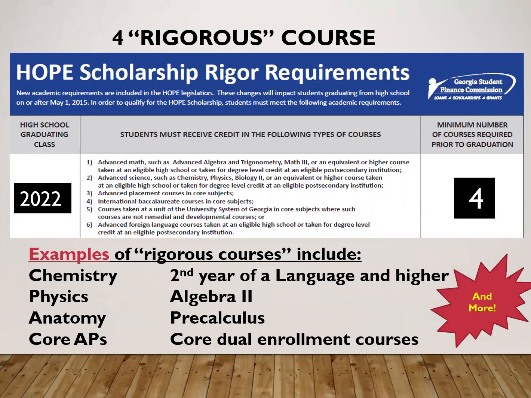Okay, second year and higher of a foreign language, Algebra 2, pre-calculus, core APs and core dual enrollment. Those are courses that are going to count for rigor for Hope. It doesn't have to be AP, it doesn't have to be dual enrollment. Most kids at Hope typically end up taking 4 of these types of courses, and you can see more on GA Futures. You can see the full list. There's a ton of other courses that count.